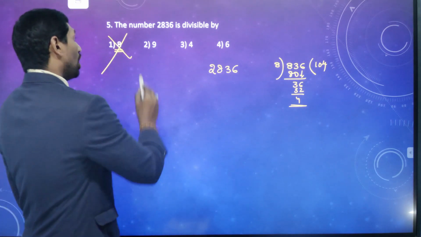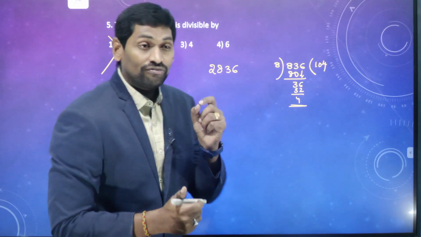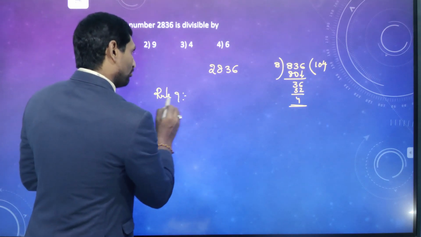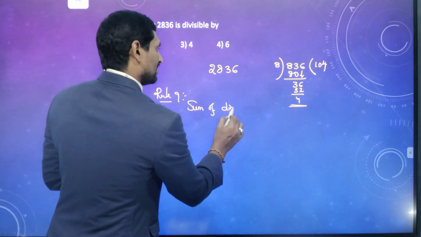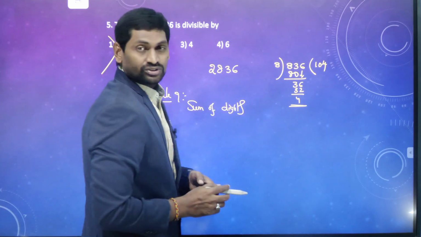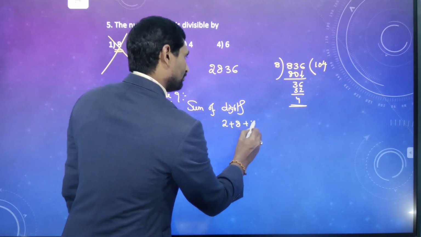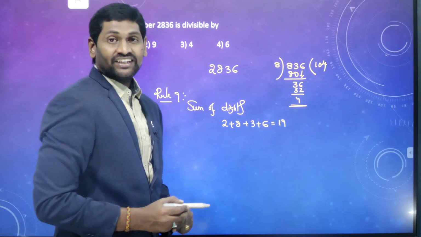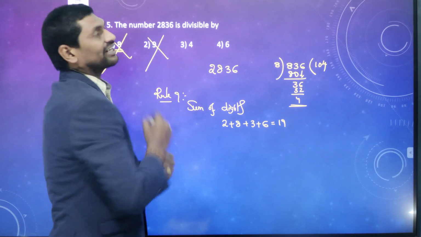Let us check option number 2. What is option number 2? Divisible by 9 or not? What is the divisibility rule for 9? Sum of digits is a multiple of 9. So let us try to add all of them. 2 plus 8, 10. 10 plus 3, 13. 13 plus 6 is 19. 19 is not a multiple of 9. So option 2 is also incorrect.